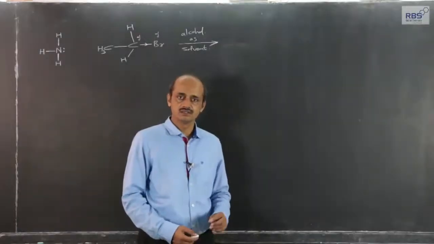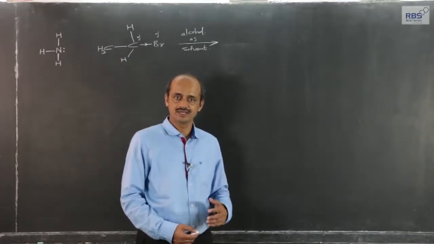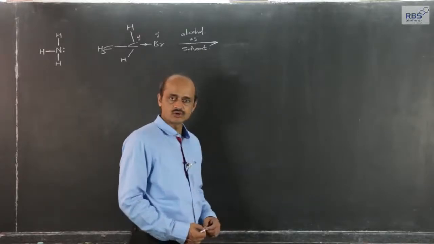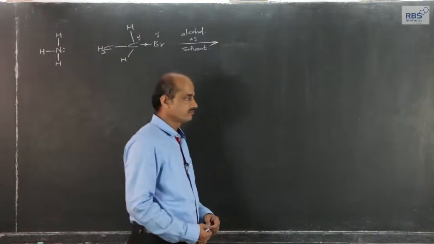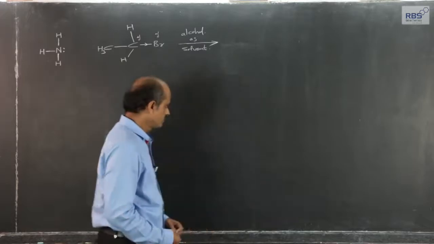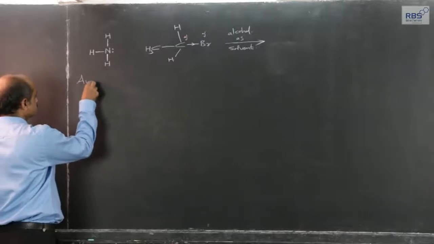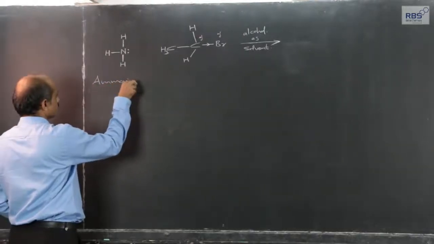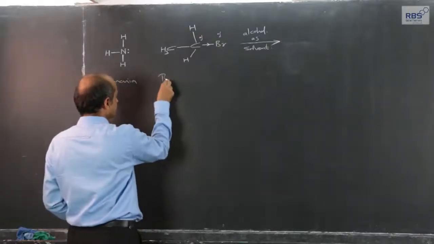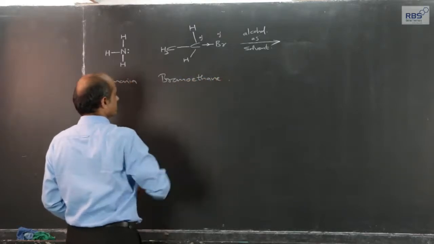We are considering nucleophilic substitution reactions, examples of SN reactions. We started with action of HCl on alcohol and action of alkoxide on alkyl halide, and now let us consider action of ammonia on alkyl halide. Here I have taken ethyl bromide as an example, bromoethane in IUPAC.